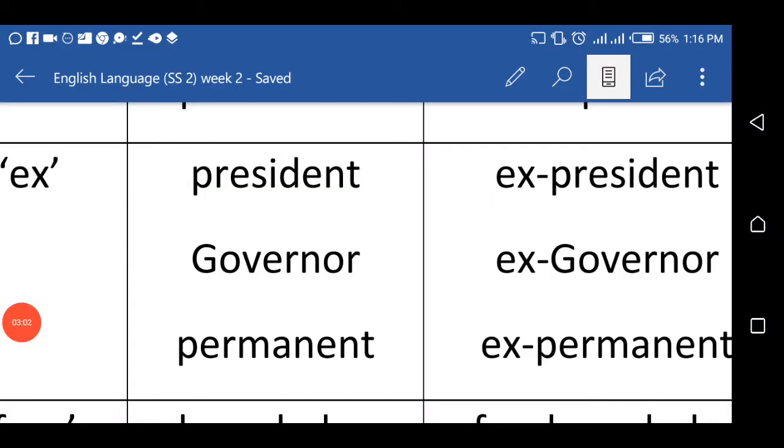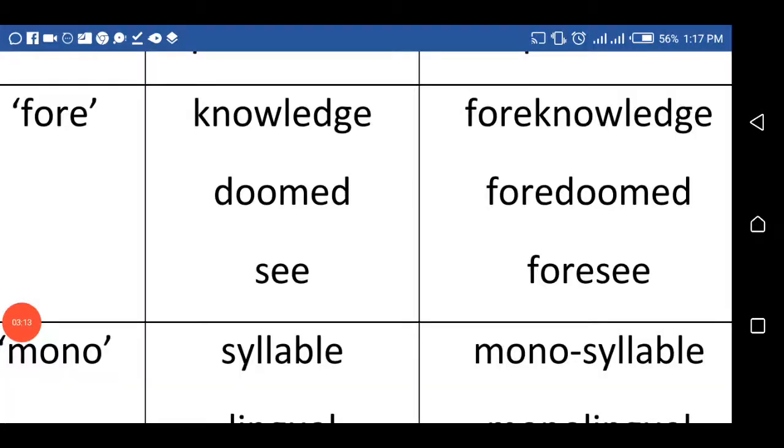When you add ex to president, you have ex-president. When you add ex to governor, you have ex-governor. When you add ex to permanent, you have ex-permanent. When you add for to knowledge, you have foreknowledge. When you add for to doomed, you have foredoomed. When you add for to see, you have foresee.